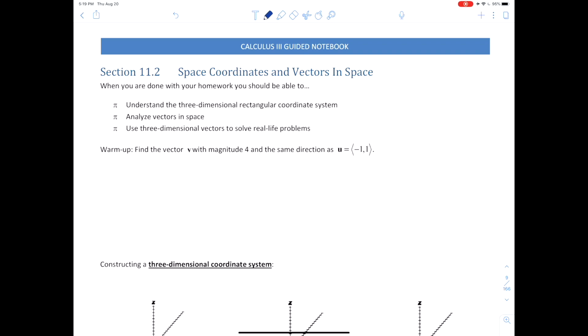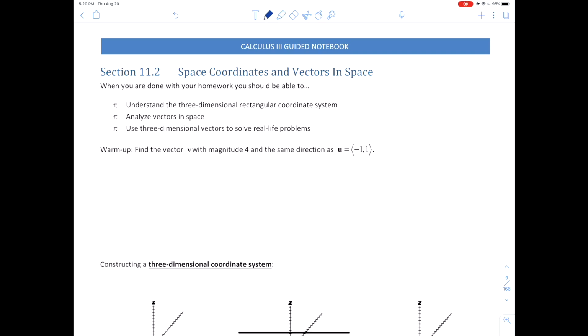Go ahead and pause the movie and find some vector v that has a magnitude of 4 in the same direction as a vector u, which is equal to negative 1, 1. On your mark, get set, go! I know you can do it. Okay, let's see how you did.